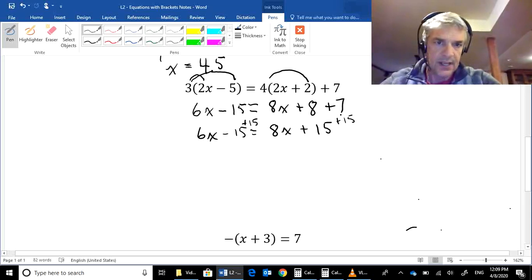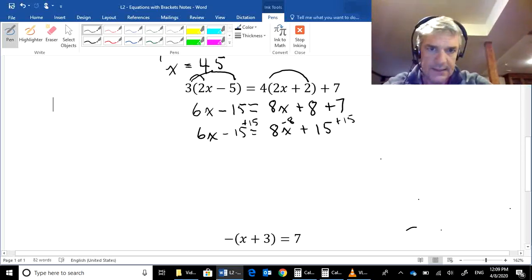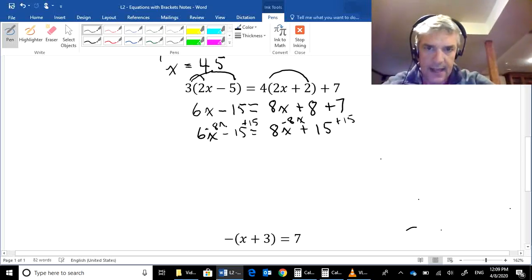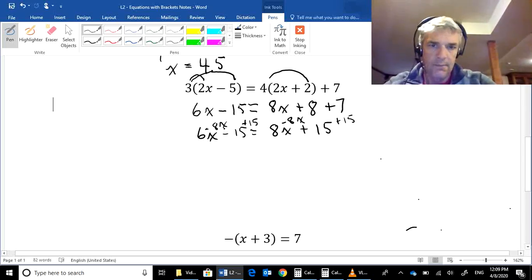And that's going to give me 30. Okay, but I also want to get the 8x out because it has a letter and it's on the right hand side, and letters are supposed to be on the left. We don't want them on the right. So to get rid of it here, I'm going to minus 8x, and I'm going to minus 8x, and that will get rid of this 8x here.